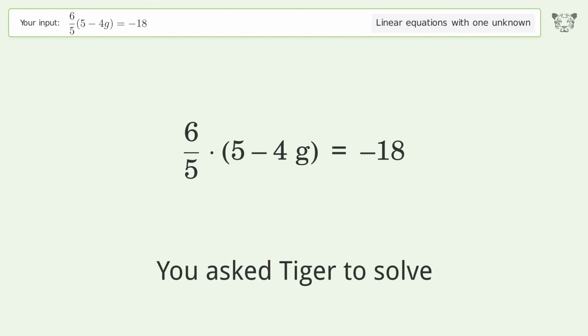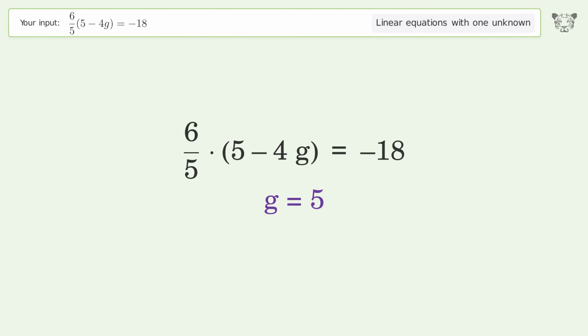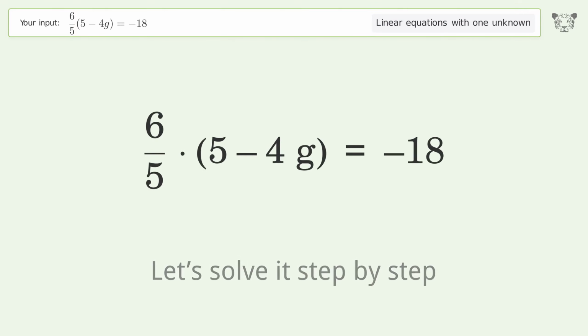You ask Tiger to solve. This deals with linear equations with one unknown. The final result is g equals 5. Let's solve it step by step.